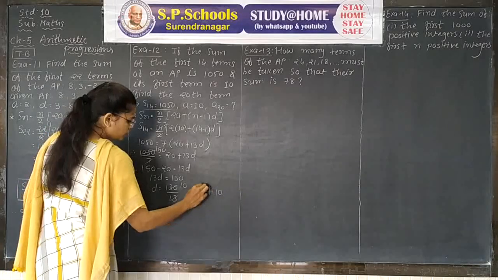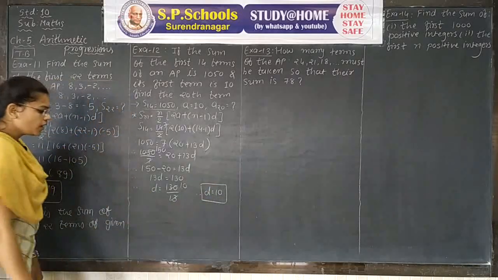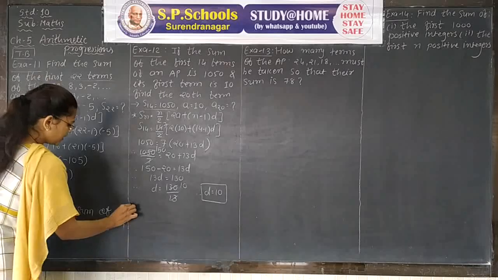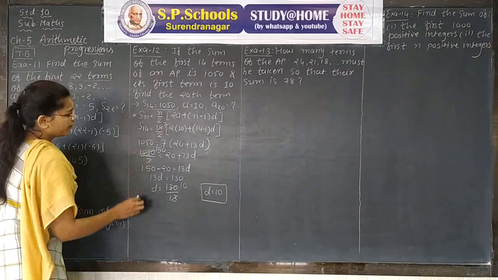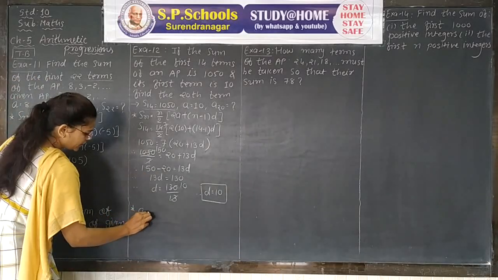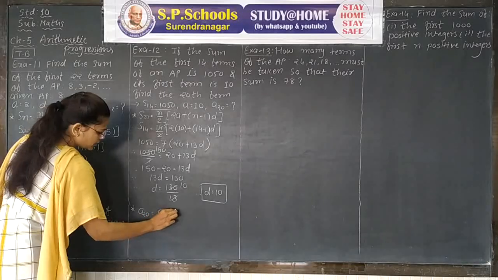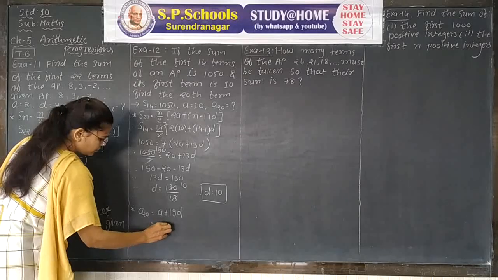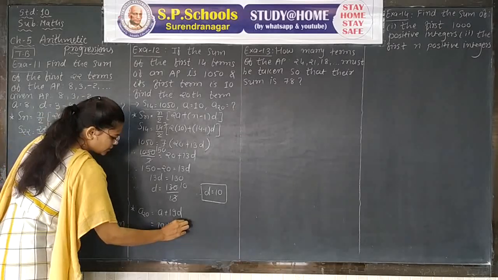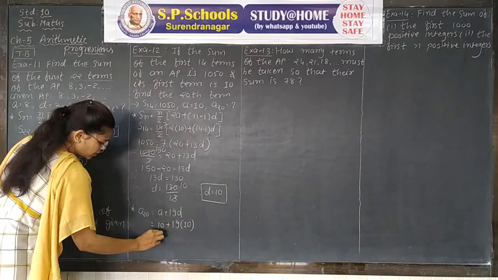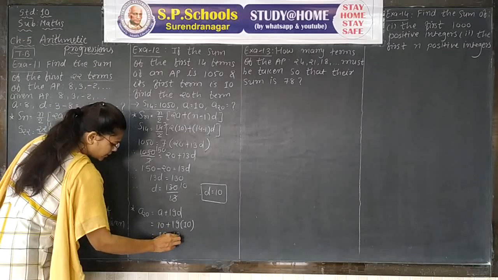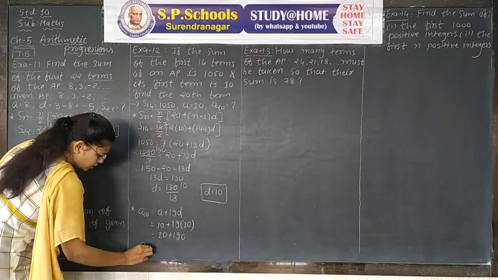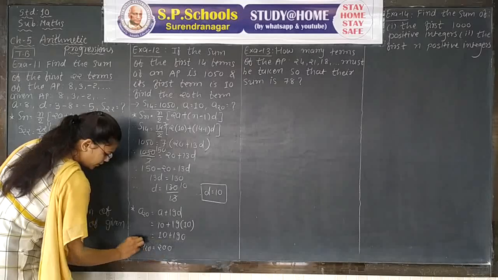D is equal to 10. Here the common difference D is 10. Now to find the 20th term, it is A20. A20 is A plus 19D, where the first term A is equal to 10, 19 as it is, and instead of D, 10, so 10 as it is plus 190, and A20 is equal to 200.